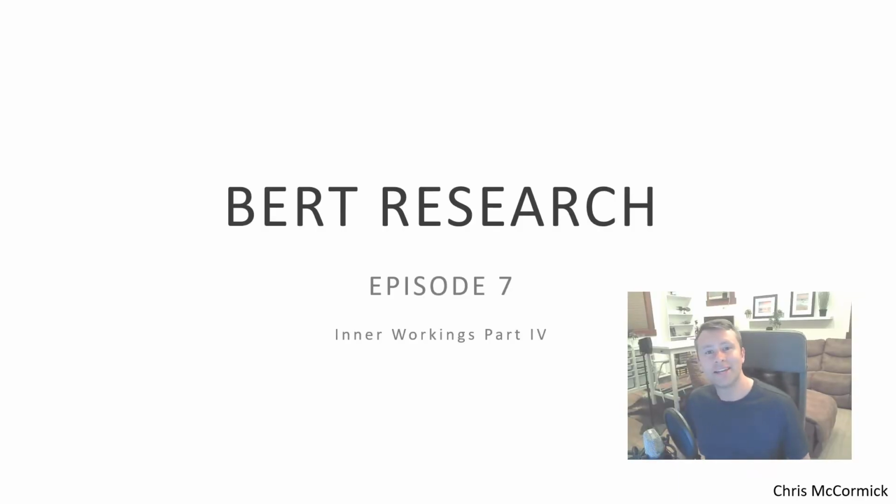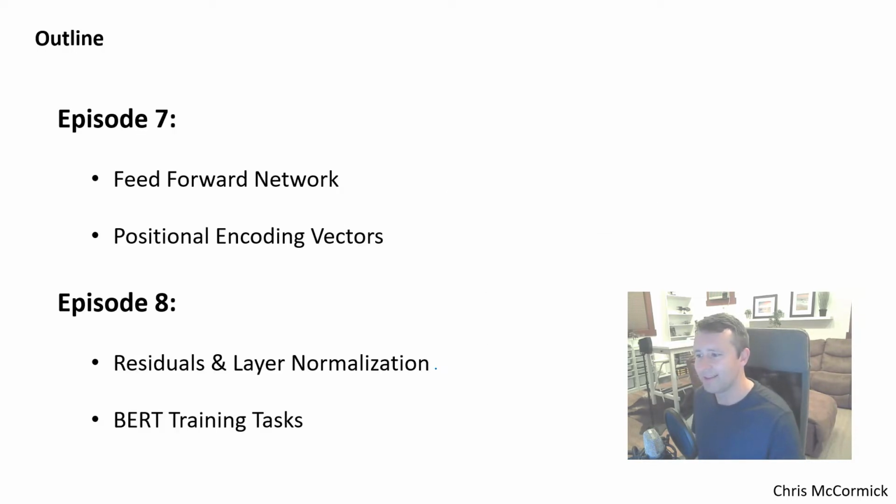Welcome to episode 7 in my BERT research series, where we're going to continue to look at the inner workings of BERT. So we're going to be looking at the architecture details. And in this video, we'll be focusing on the feed-forward neural network. That's the second half of the encoder architecture. And then we're also going to look at how BERT handles the order of, and the relative placement of words in a sentence with something called positional encoding vectors.